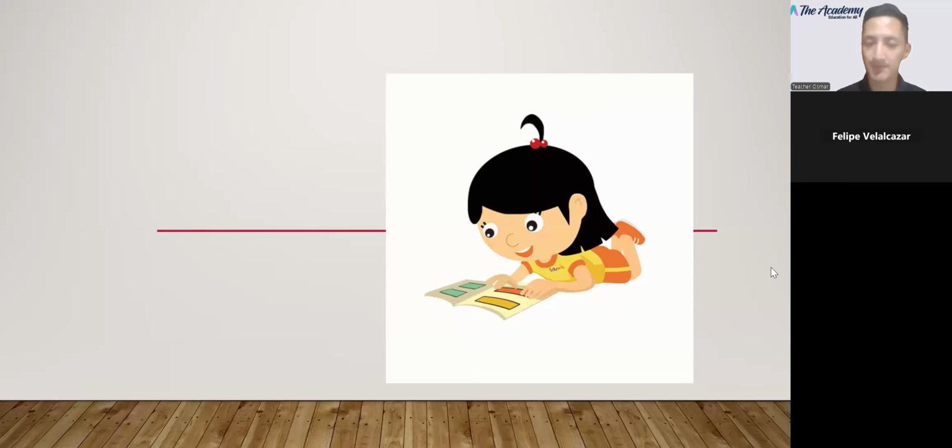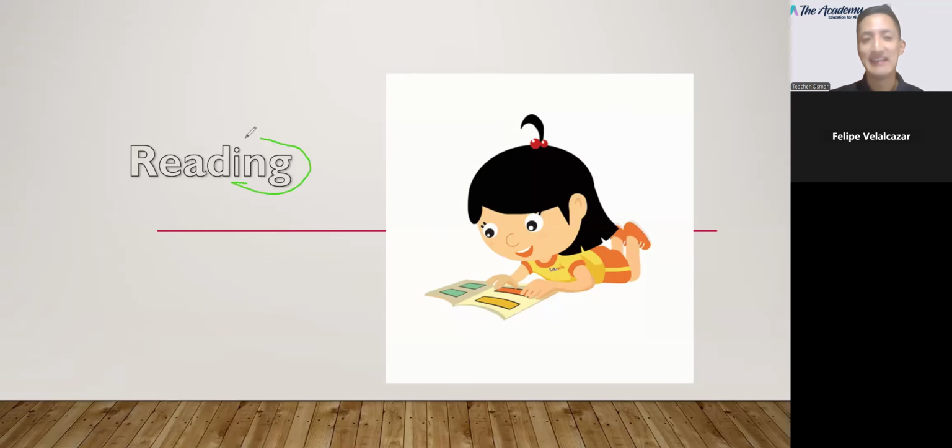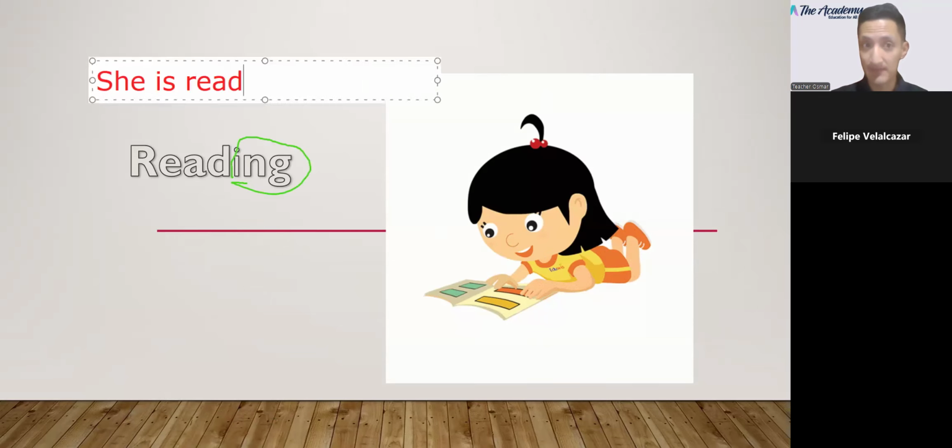I'm going to share the next screen and you're going to tell me what you can see in the picture. Okay? So let's start with the first one. Tell me, Felipe, what is she doing? She's reading. Excellent. ing. Exactly. In present, we will say this: she is reading, but this is present continuous.